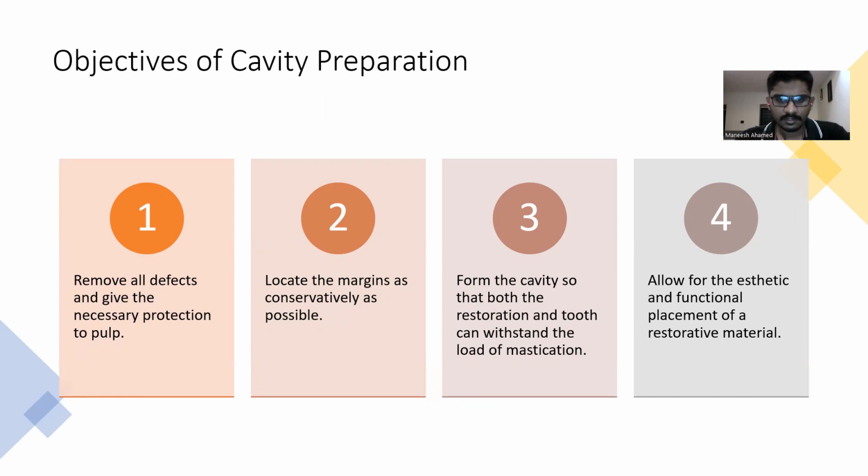The third objective is to form the cavity so that both the restoration and the tooth can withstand the load of mastication. That is, the tooth should have the necessary resistance features that would resist the occlusal forces acting on the tooth, which will enhance the strength of both and prevent the fracture of both the restoration and also at the same time the tooth. The fourth objective is to allow for the aesthetic and functional placement of a restorative material. The prepared cavity should allow aesthetic placement of a restorative material and also should replace its functional properties.